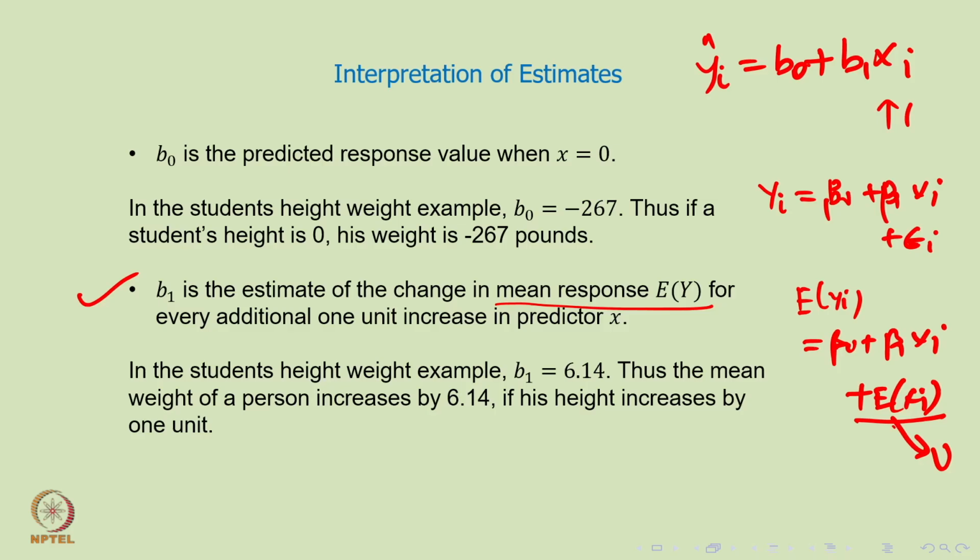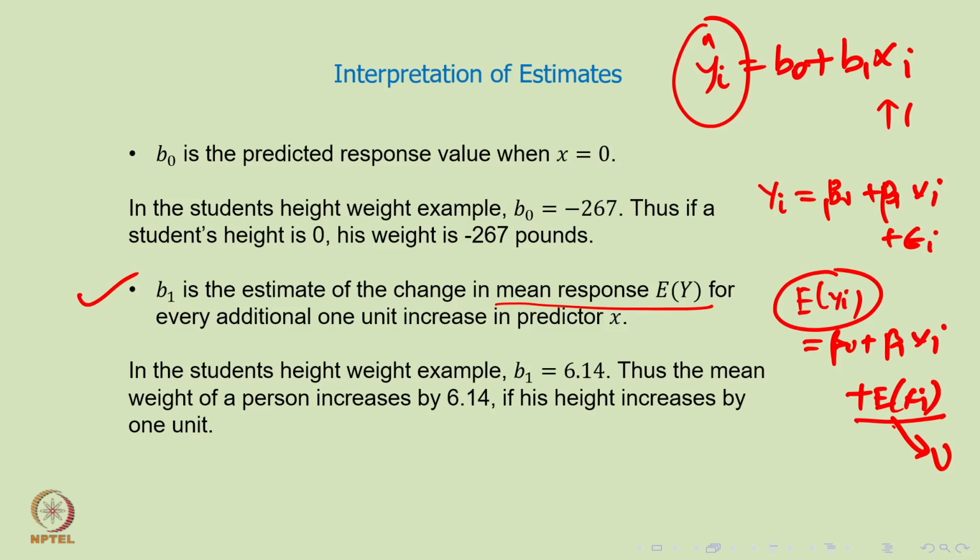So you can write down either yi hat or mean response, the expectation of yi. They are used interchangeably. Hence, if you see mean response, it means similar to yi hat. So again, coming back to the interpretation, how do you interpret B1 again?